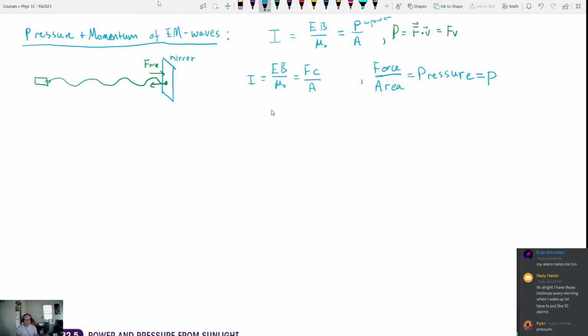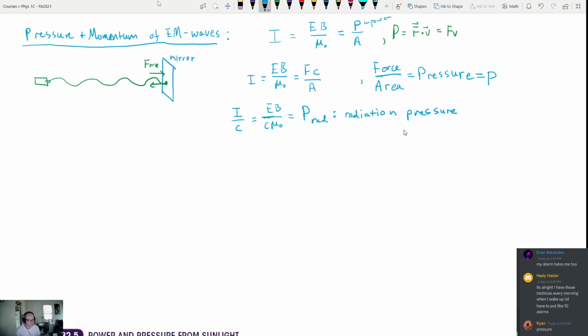So that means that we can replace EB over mu naught. This is going to end up being pressure multiplied by the speed of light, but we can just divide the speed of light over to this side. And so now what we have is the intensity divided by the speed of light is equal to the pressure. And so there we go. This is what we call radiation pressure. And it tells us that light itself exerts pressure.